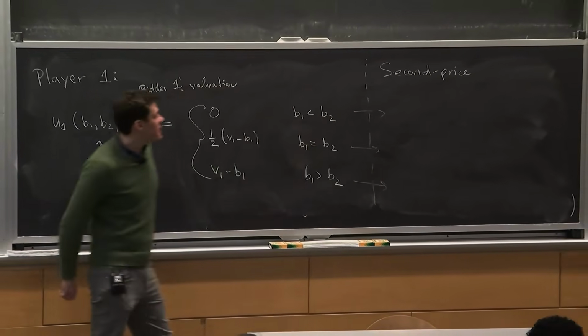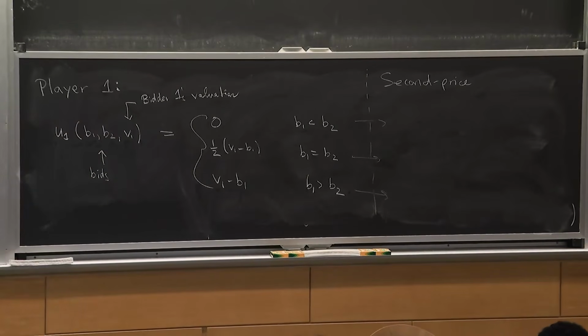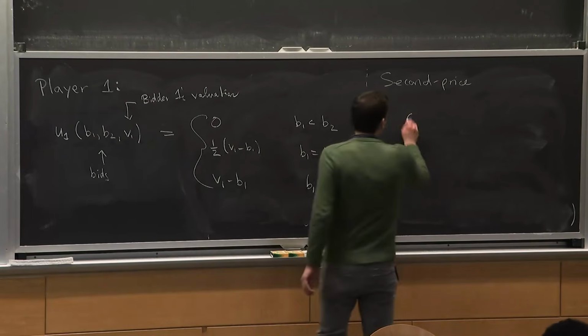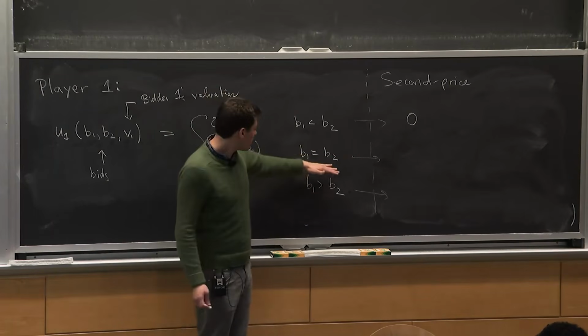I think this is still the easy case. What if this is a second price auction? Then what's the payoff here for bidder one? We have B2 instead of B1. Exactly. So otherwise everything is exactly the same. Good. So it's still 0 here because if I bid less than the other player, I lose.